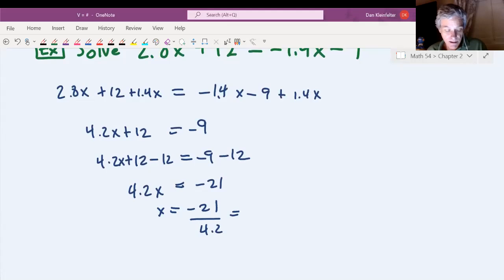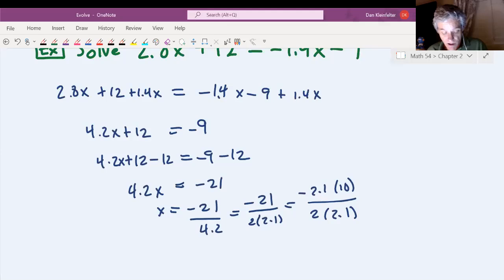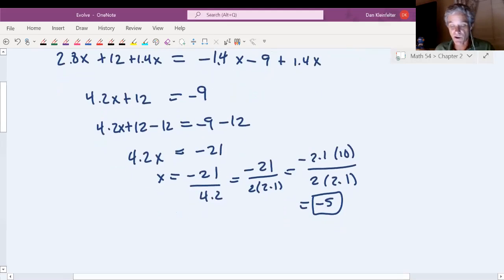And that is the same as negative 21 over, how should we do this? This is 2 times 2.1. And let's see what else would be fun. This is negative 2.1 times 10. All right, and that gives us negative 5. All right, that was possibly the long way around for you. If you just want to do 21 divided by 4.2, using a method of your choice, do that.